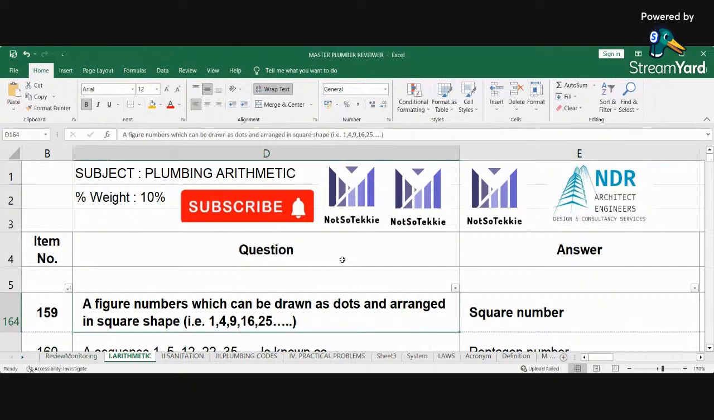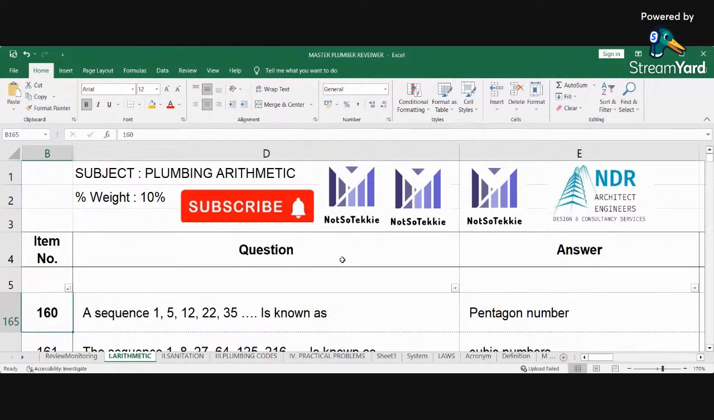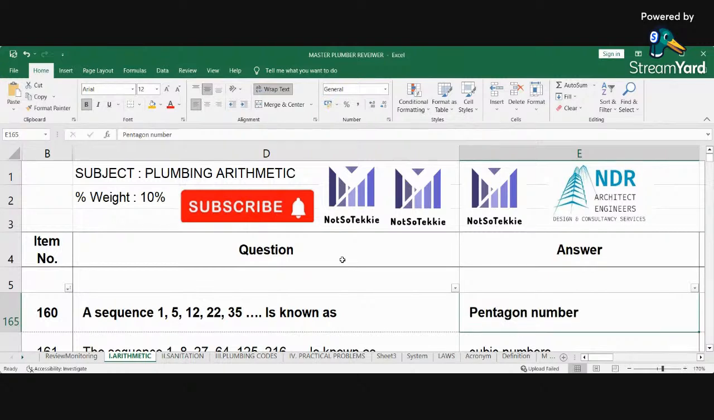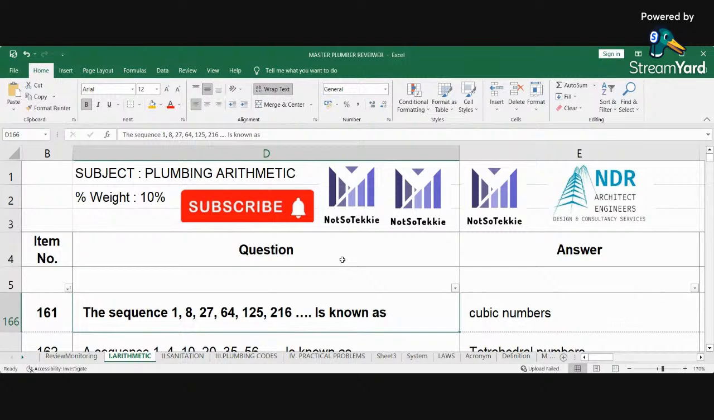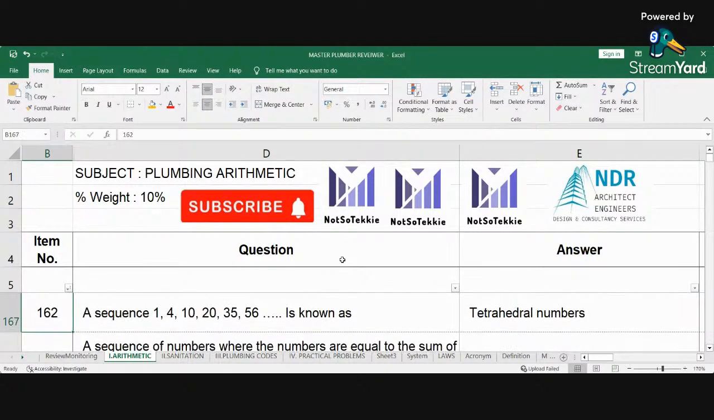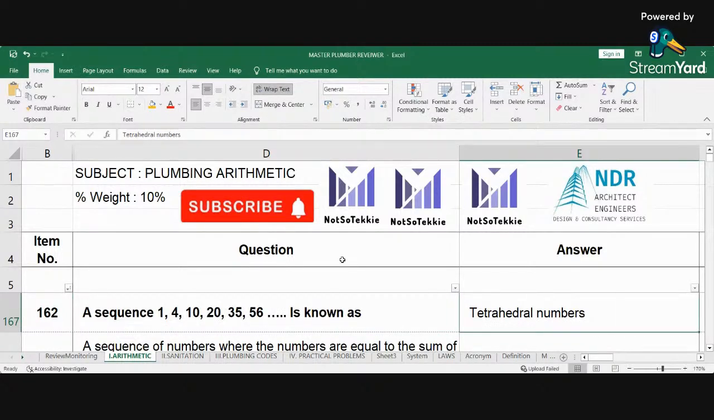Kaya square number. 160. A sequence 1, 5, 12, 22, 35 is known as pentagonal numbers. 161. The sequence 1, 8, 27, 64, 125, 216, and so on and so forth is known as cubic numbers. 162. The sequence 1, 4, 10, 20, 35, 56, and so on and so forth is known as tetrahedral numbers.